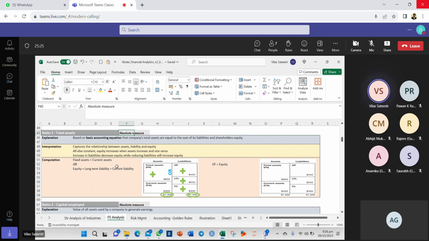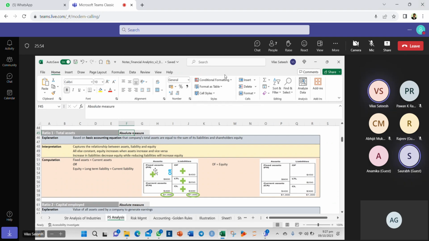Basically, the purpose of this ratio is it captures the relationship between fixed assets, liabilities, and equity. If everything else in this balance sheet remains constant, the equity will increase when you increase an asset. For example, if you are buying an asset, it will increase the fixed assets, right? Correct.